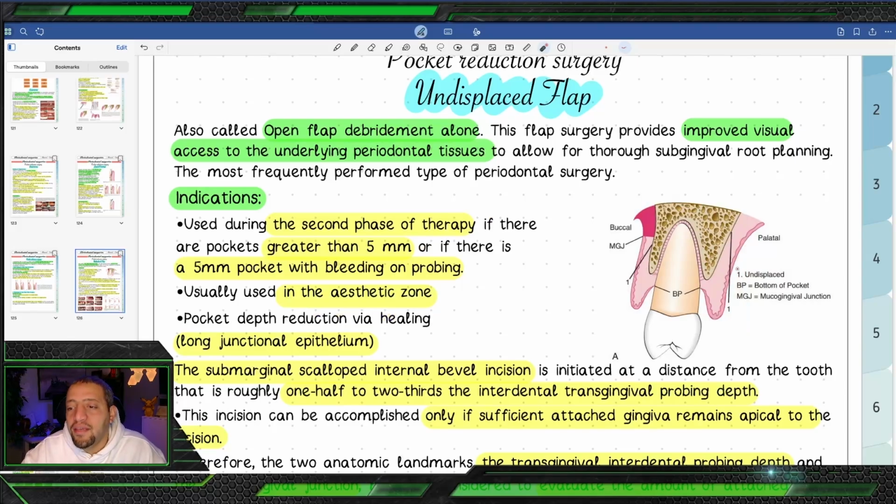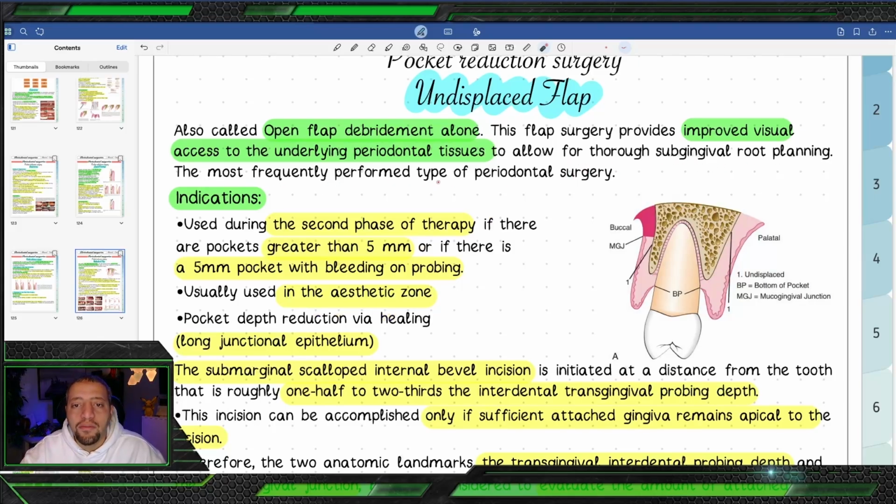And then we are going to clean and remove the soft tissue here. Sometimes we do some bony surgery in this area to adjust the bone morphology and the bone shape. And then we are going to put our flap in the original position. This is what we call undisplaced flap or open flap debridement alone. This flap surgery provides improved visual access to the underlying periodontal tissue to allow for thorough subgingival root cleaning.